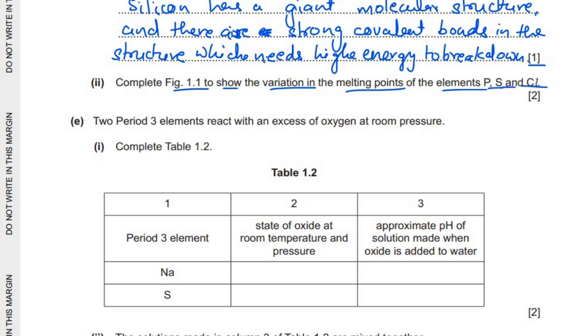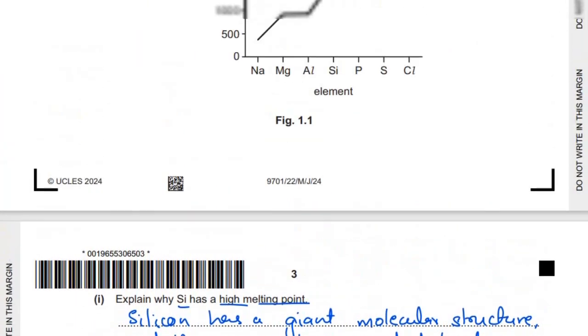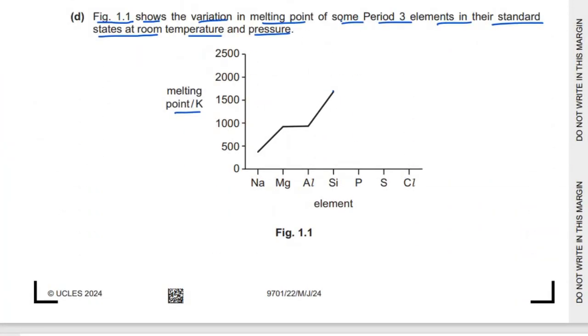Now we need to understand that after silicon comes phosphorus. Phosphorus as an element exists as P4 and it's a non-metal, so it has a simple molecular structure. So obviously it has melting point much lower than even sodium. So we just need to draw a straight line which is even lower than the sodium. Now my straight line is not going as I'm not using the scale, but you can use the scale and even draw it in such a way that it is lower than the sodium.